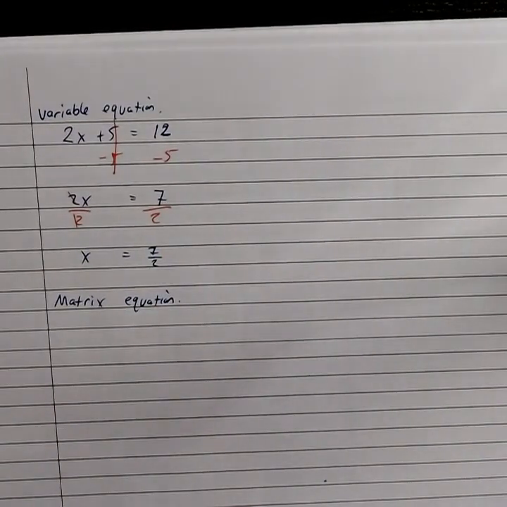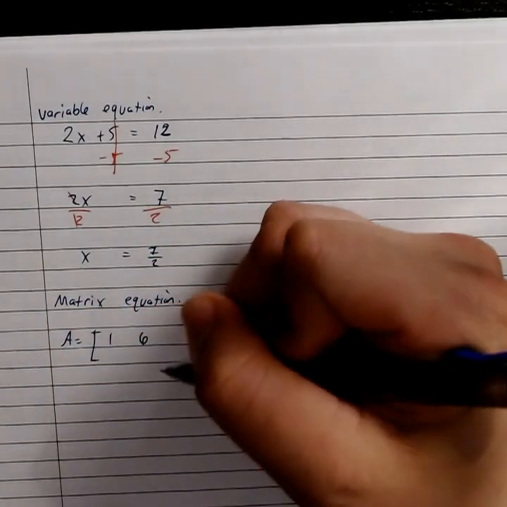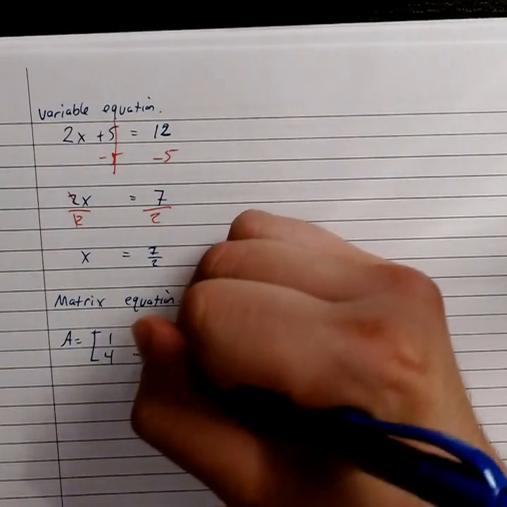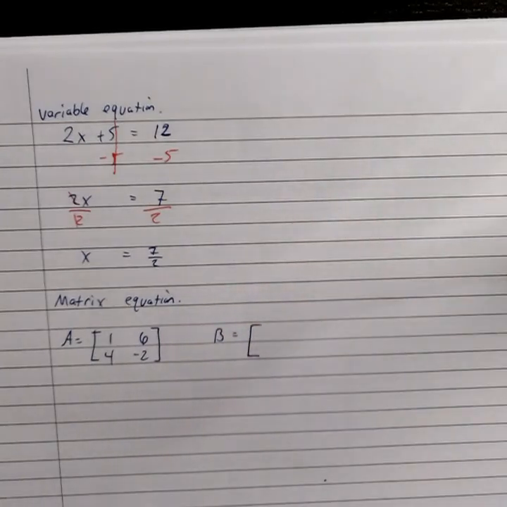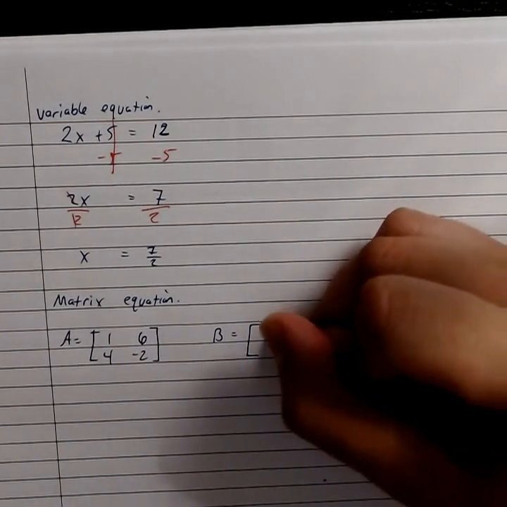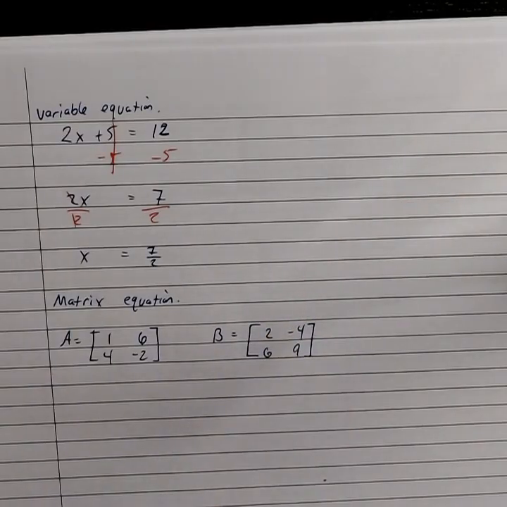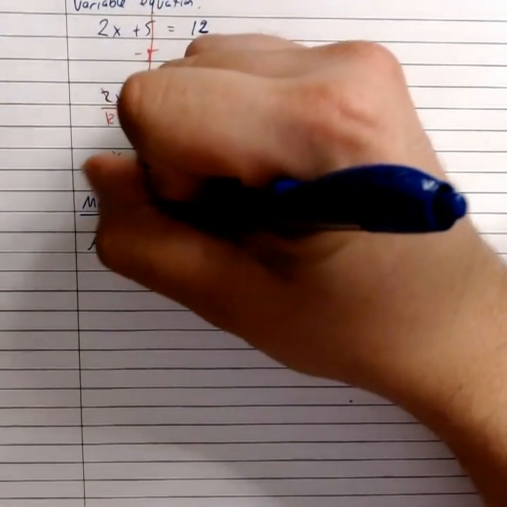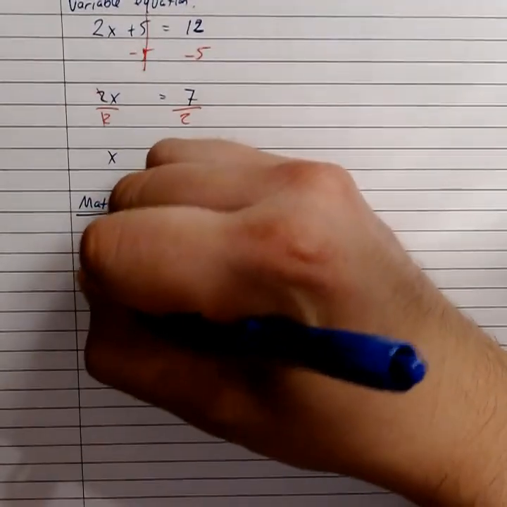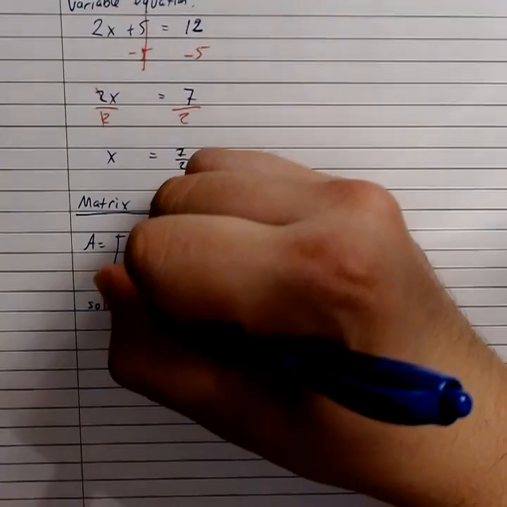Let's say we have a couple of matrices. Let's say the matrix A is equal to 1, 6, 4, and negative 2. And let's say the matrix B is equal to 2, negative 4, 6, and 9. Just like that. And now, let's go ahead and solve the matrix equation. Let's solve the matrix equation 3x plus A is equal to B.